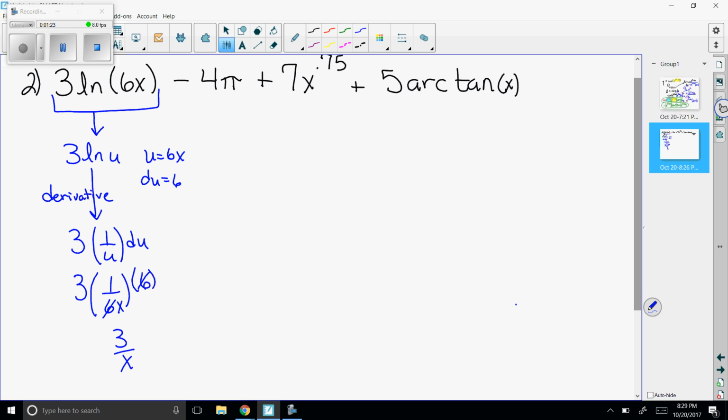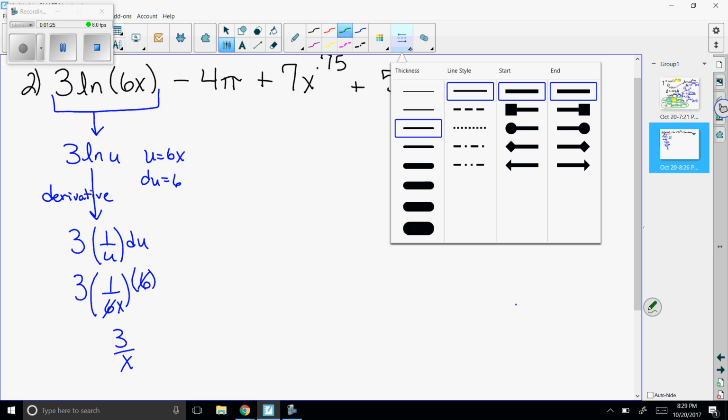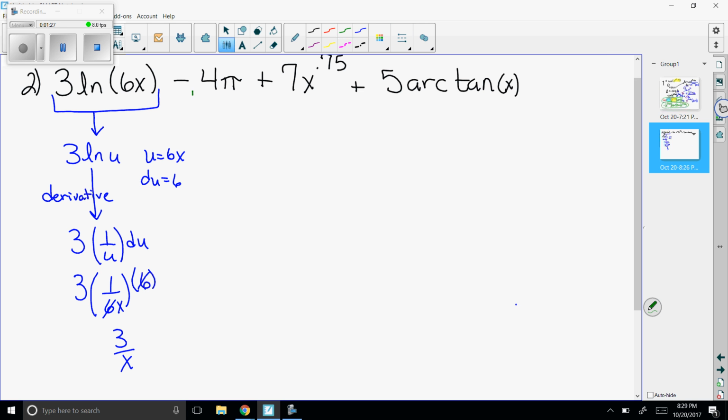Okay, the next thing we want to look at is this next term, which is 4 pi. If I look at that particular term, that's a constant. So the derivative, I know it's pi, but you had this right, I'm pretty sure. And the derivative of a constant is just going to be a 0. So that particular derivative is 0.